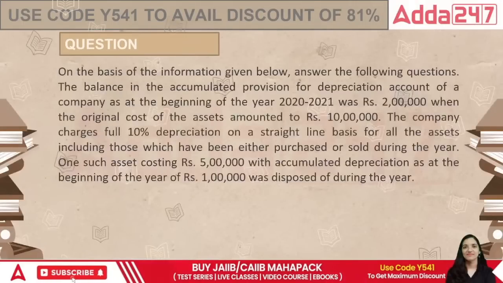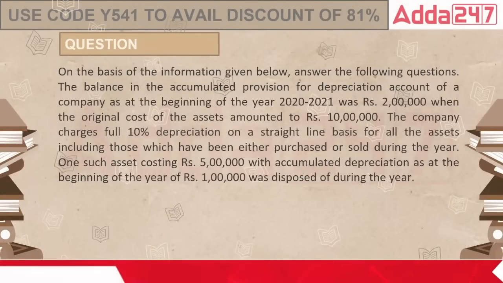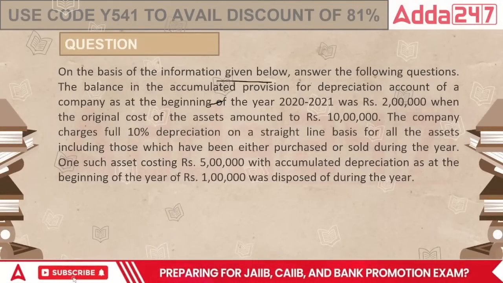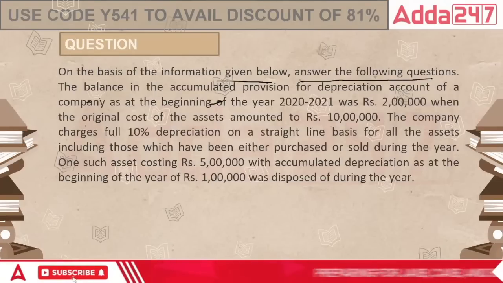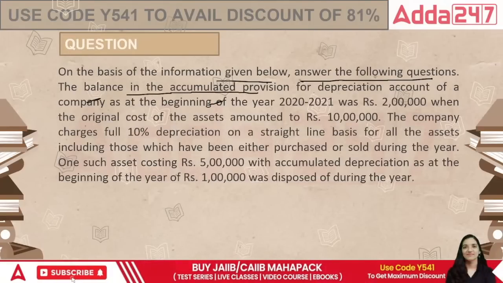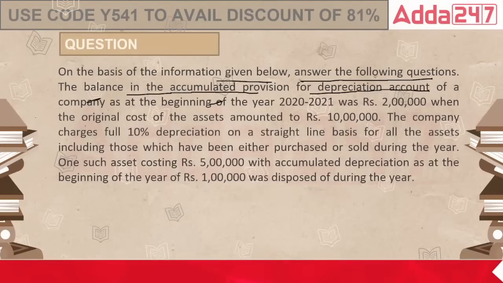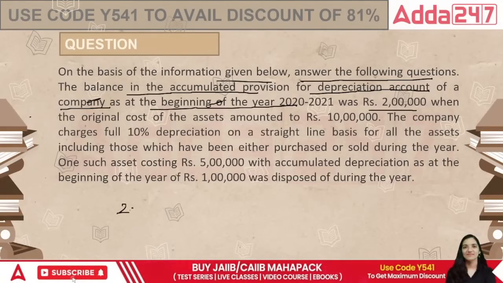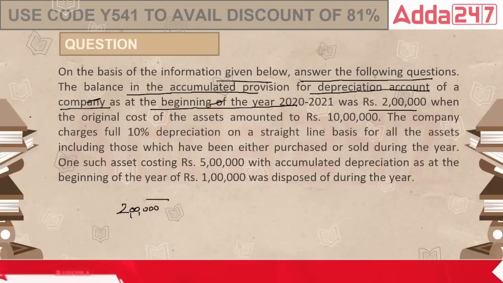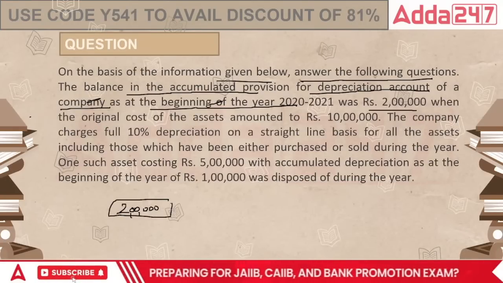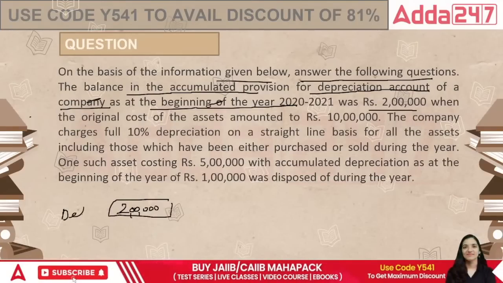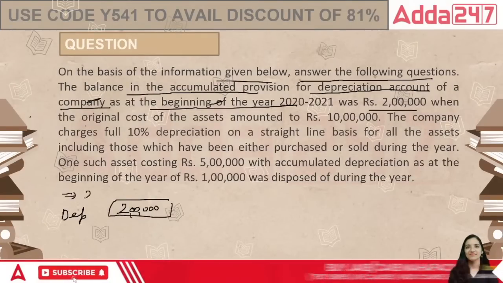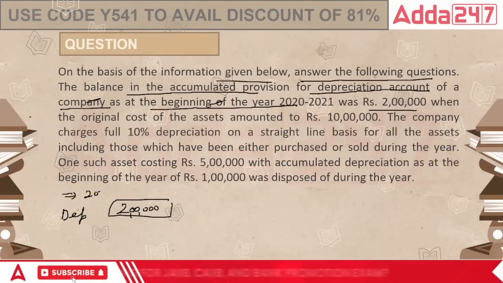Okay, here comes the next question. On the basis of the information given below, answer the following questions. The balance in the accumulated provision for depreciation account of the company as at the beginning of the year was this. So basically the books of accounts said that the accumulated depreciation was rupees 2 lakh, when the original cost of the machinery was accounted at rupees 10 lakh. Acha, this is basically depreciation and the value of the machinery was 10 lakhs.